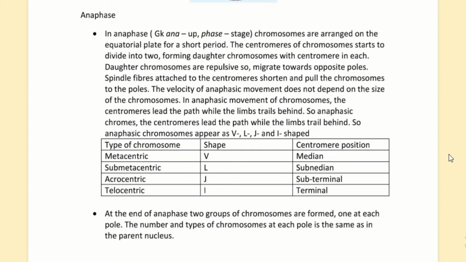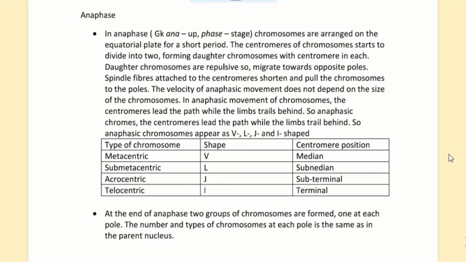The velocity of anaphasic movement does not depend on the size of a chromosome. In anaphasic movement of chromosomes, the centromeres lead the path while the limbs trail behind. It appears as V, L, J and I shape. Metacentric is V shape, with centromere position in the median. Submetacentric is L shape, submedian. Acrocentric is J shape, subterminal, and telocentric has a terminal centromere position.